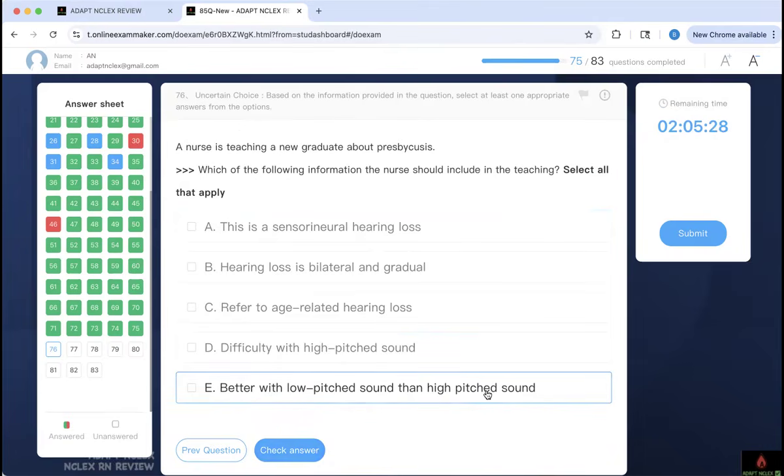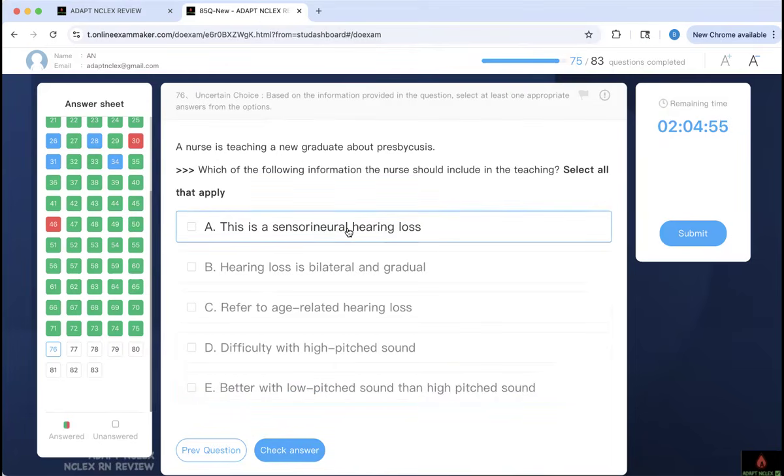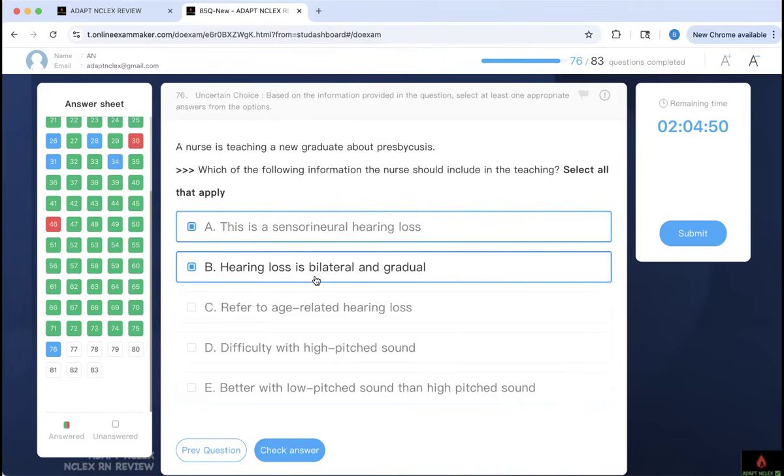And next is teaching a new graduate about presbycusis. What is that? Which of the following should the nurse include in the teaching? Hearing loss, right? Select or apply. This is sensory hearing loss. Hearing loss is on both sides and gradual. It refers to age-related hearing loss, difficulty with high-pitch sound, and better with low-pitch sound than high-pitch sound. Think about it. What do you think? You don't have to select everything. But it's sensorineural hearing loss. It can occur in both ears, slowly and gradually.